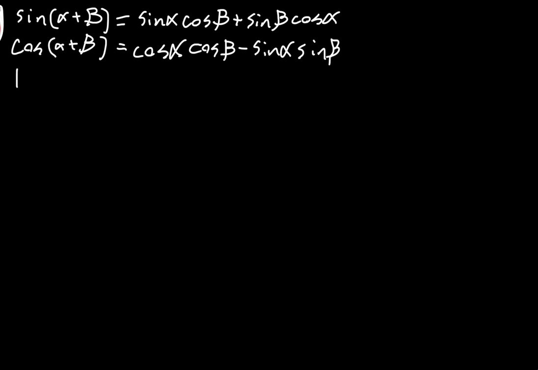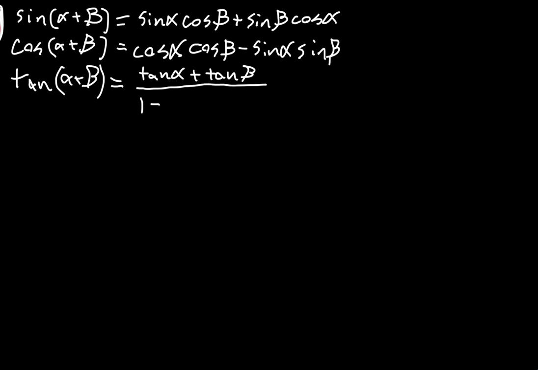We also have that the tangent, and you can find this by just dividing one by another, but it's often good to know the tangent angle addition identity just because it's a little bit more direct, but you don't necessarily need to. It might be easier if you do. Tangent of alpha plus beta is going to be equal to tangent of alpha plus tangent of beta divided by 1 minus tangent of alpha times tangent of beta.